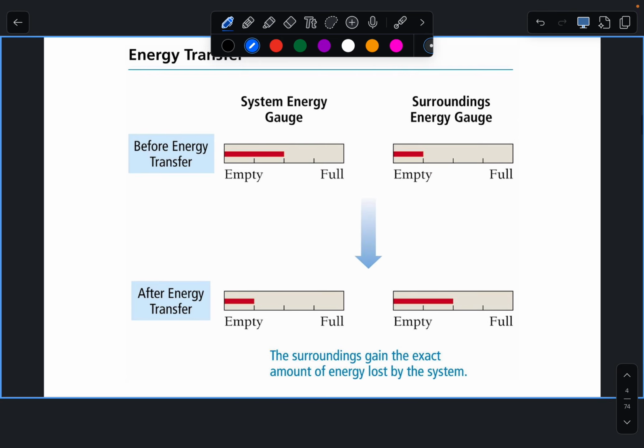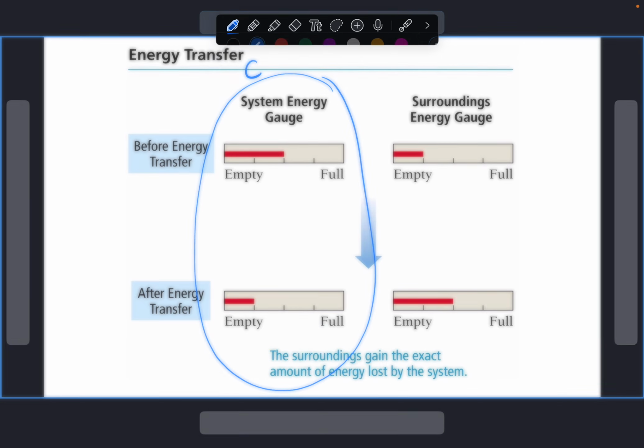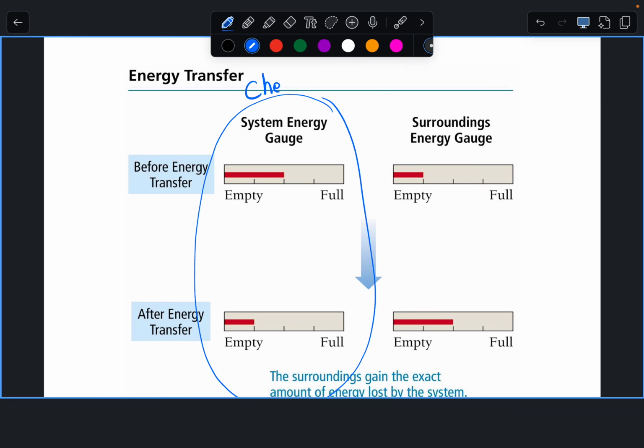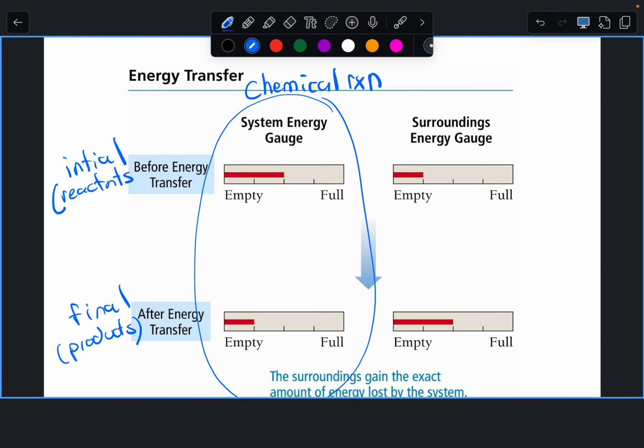Okay, so flip to this slide, and this is going to represent our chemical reaction. Okay, this is going to be the initial state, like think of the reactants, and this is going to be our final state or the products. And then this is going to represent everything else other than the chemical reaction. We call it the surroundings.